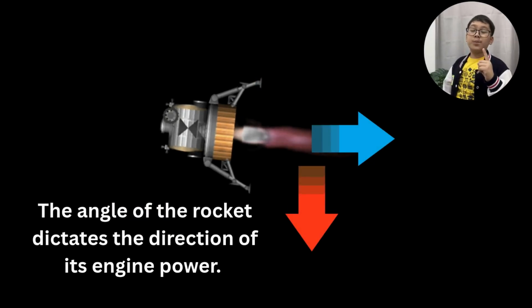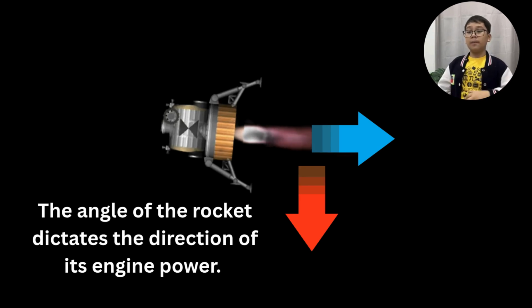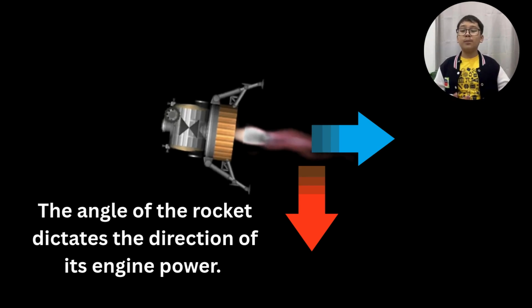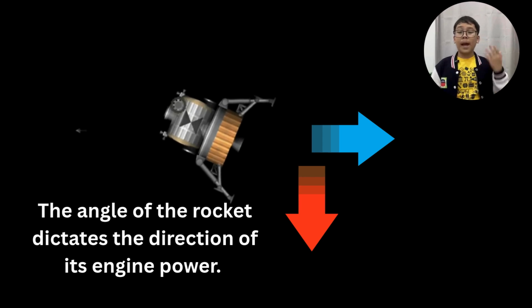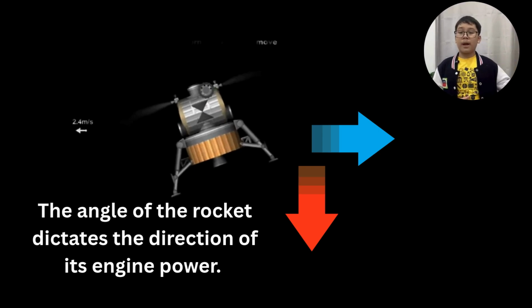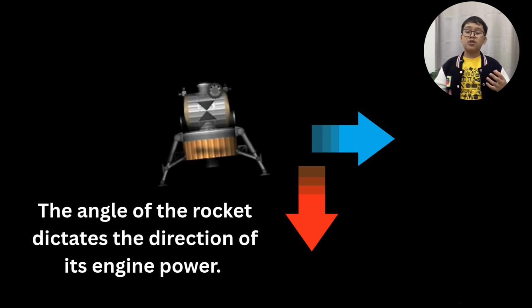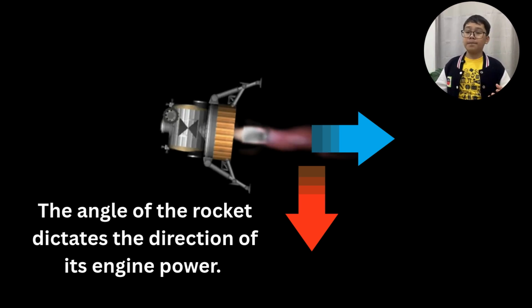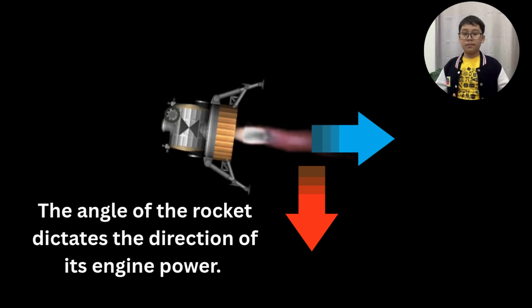If a rocket points perfectly straight down, the engines will only slow down its fall, leaving the sideways drift completely untouched. To kill the dangerous sideways momentum, the pilot must tilt the rocket backward. By tilting the engine's fire against the direction of the flight path, the rocket can push against both the fall and the drift at the exact same time. It therefore tells us that the angle of the rocket dictates the direction of its engine power.